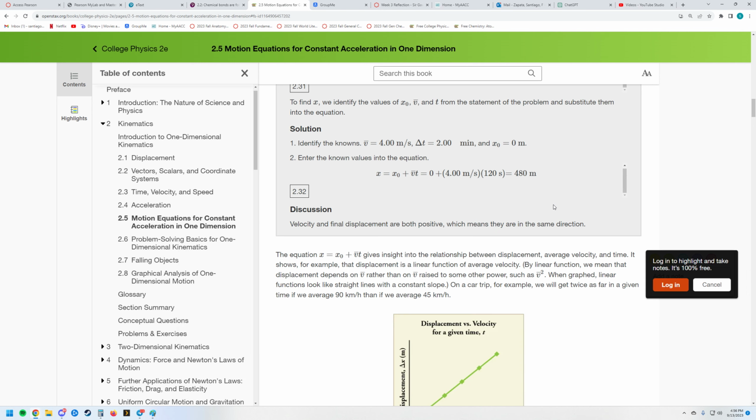But ultimately, they got the same thing: 4.0 meters per second times 120 seconds. The seconds cancel out, and they're left with 480 meters. Easy peasy.